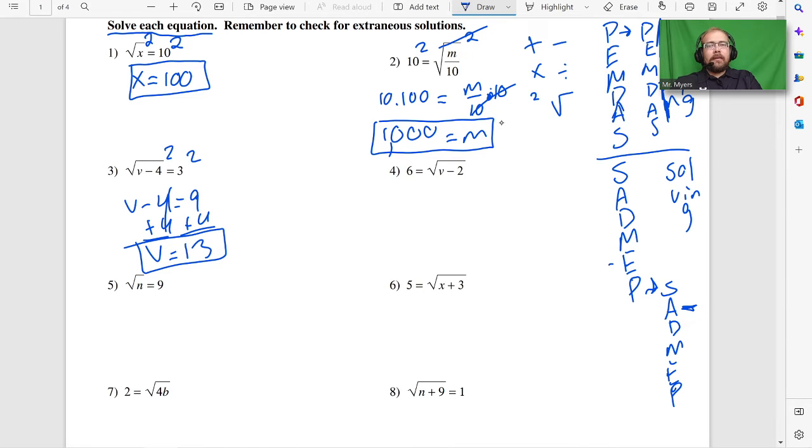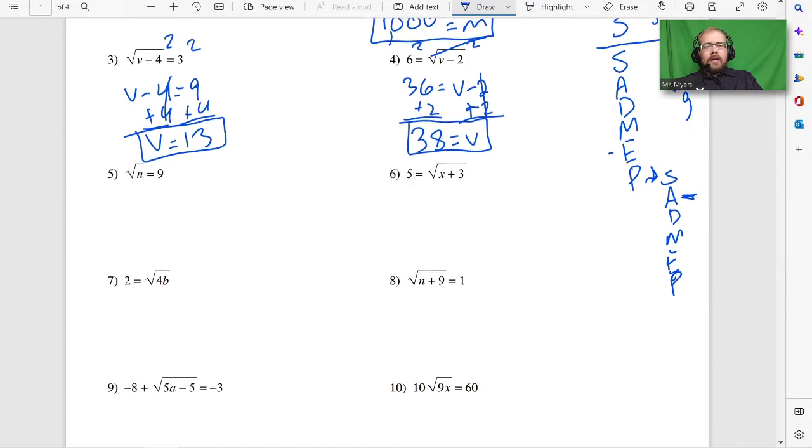All right, and same thing for number 4. Square both sides. That cancels. 6 squared is 36. It's equal to V minus 2. And then I add 2 to both sides. Here we go. And 38 is the answer for this one, right? And that one wasn't really that different from 3, so I didn't spend too much time going over that one, but kind of starting to get the hang of this, huh?